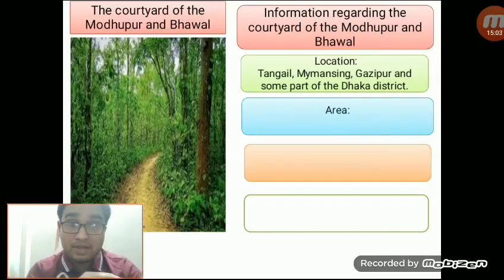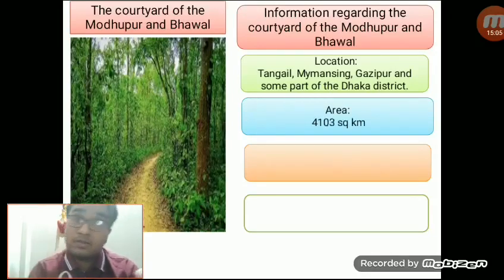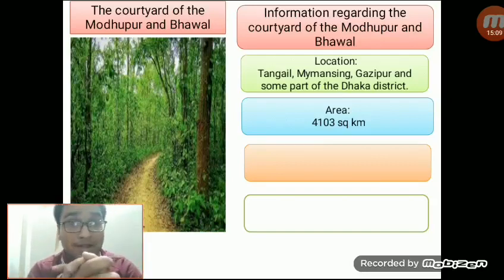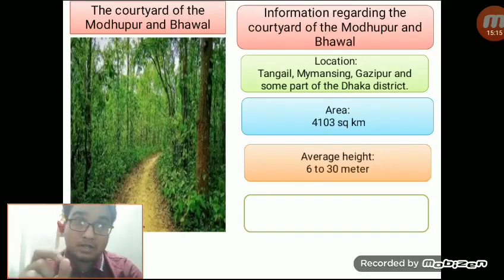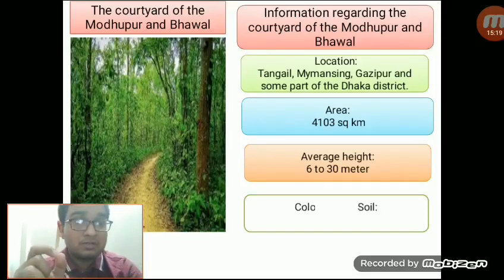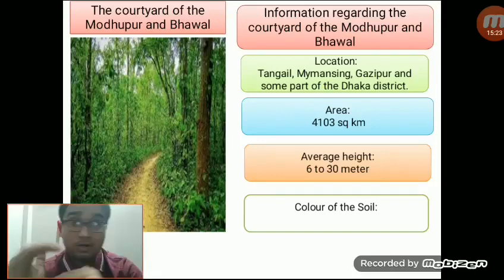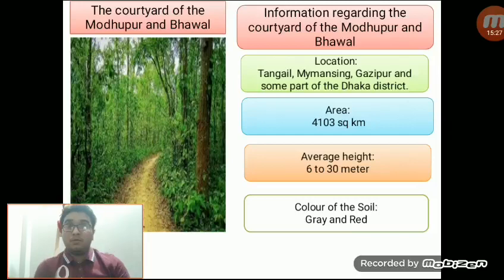Next, area. The area of the Madhupur and Bhawal tract is 4,103 square kilometers. Then average height of the hills of this area is 6 to 30 meters. And then color of the soil, it is highly similar to the Barendra Bhumi, gray and red. So that's all about the Madhupur and Bhawal tract.